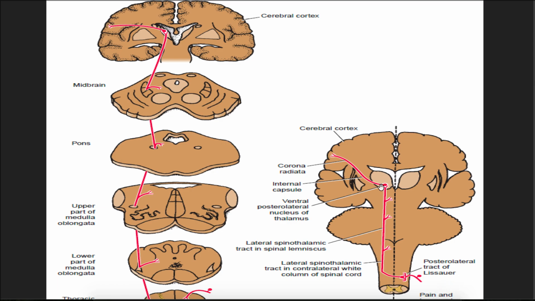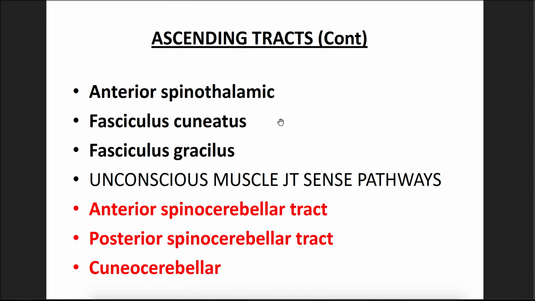So simply put, I would like you to follow this diagram because it's easier. You can see pain and touch temperature, posterolateral tract of Lissauer, crossing to opposite side as lateral spinothalamic tract in contralateral column of spinal cord, ascending through medulla, pons, midbrain. Then thalamus, because thalamus is a relay station for sensory input. Then through the internal capsule and corona radiata to the sensory cortex. So this is the lateral spinothalamic tract.